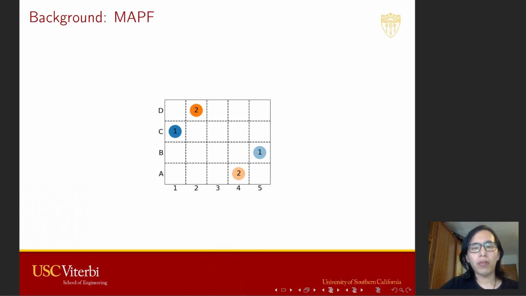So one of the optimal solutions of this instance looks like this. You can see that the blue agent waits at its start location for one time step. That is because if both agents move to their goal location without waiting, they must collide somewhere in the map.